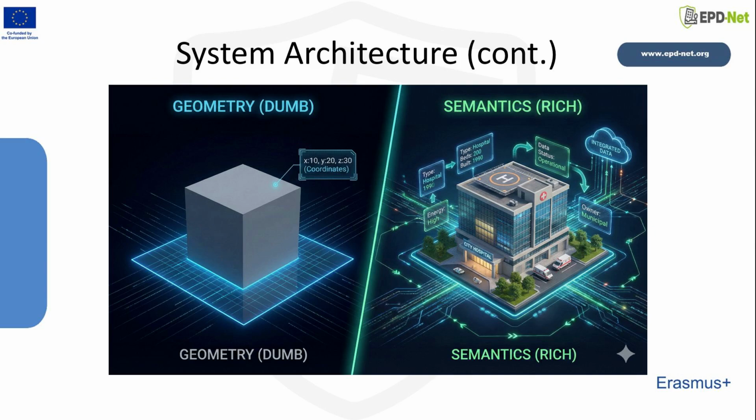This difference is vital. If I ask the system, show me all buildings at risk of collapse, a geometric model cannot answer. A semantic model can, because it knows the age and material of every building. We also use ontologies, which are logic rules connecting these objects, like understanding that a road connects to a bridge. This semantic richness allows us to merge broad GIS maps with detailed BIM models into one unified system.